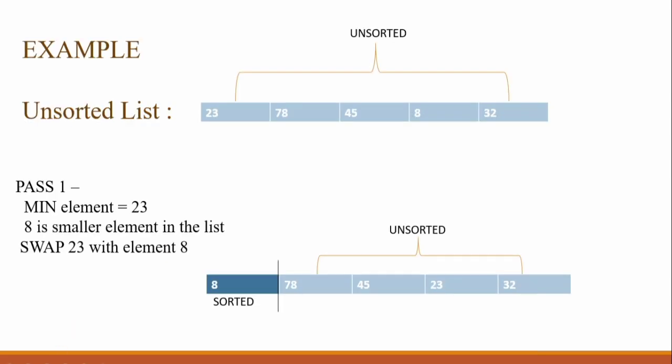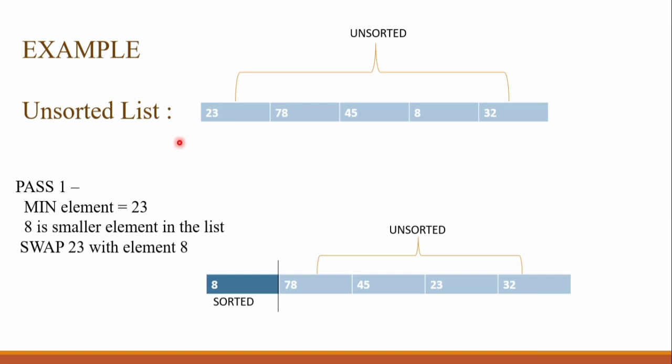So here is a best example to understand how we solve the problems related to the selection sort. In the example, an unsorted list is given to us. According to the steps of the algorithm, in the first step, whatever element is present at the 0th location, set that element to the min. Means min element is equal to 23. In this example, min element is 23.